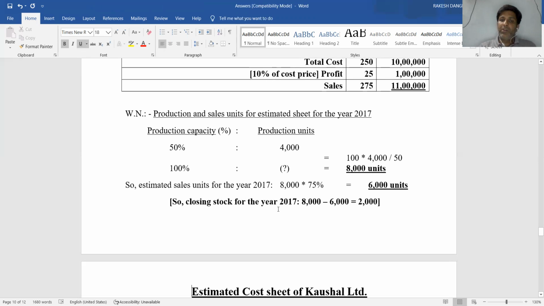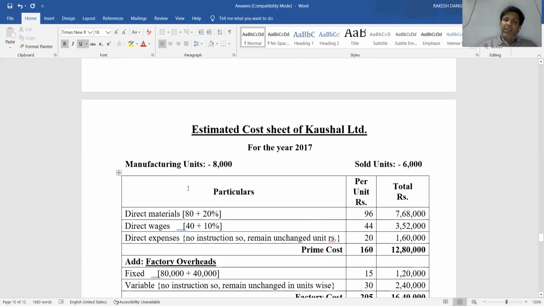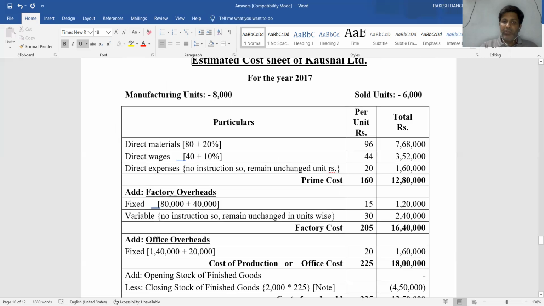So closing stock for the year 2017 is 8,000 units less 6,000, equal to 2,000. We remember in 2017 the company will manufacture 8,000 units and sell 75% of manufactured units. It means the company can sell 6,000 units. So this way there is a remaining stock of 2,000 units in 2017. Now we prepare the estimated cost sheet of Kaushal Limited for the year 2017. Manufacturing units 8,000 TV sets and sales units 6,000 TV sets.